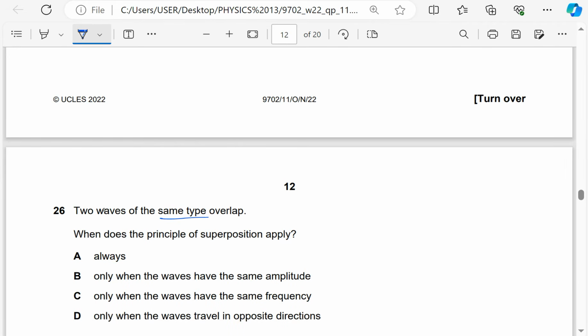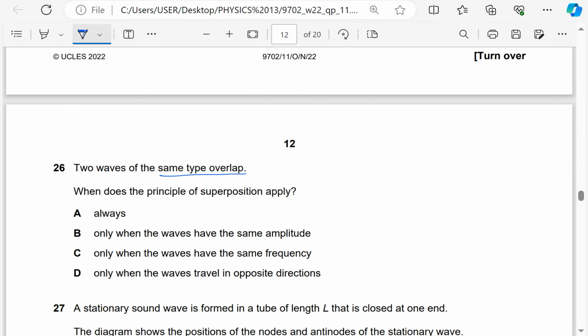Two waves of the same type overlap. When does the principle of superposition apply? Of course, the principle of superposition always applies as long as the two waves overlap. The resultant displacement is the algebraic sum of the individual displacements. So whether they have the same amplitude or not, whether they have the same frequency or not, it always applies. It may not result in constructive or destructive interference, but the principle of superposition always applies.